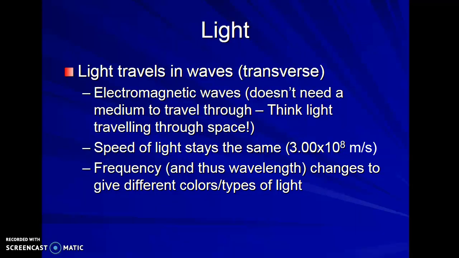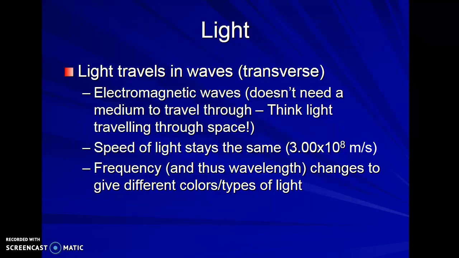Our speed of light never changes. It always travels at 3 times 10 to the 8th meters per second. So the only thing that can change with our light is the frequency and thus the wavelength. And that's going to give us the different colors of light that we see and the different types of light.